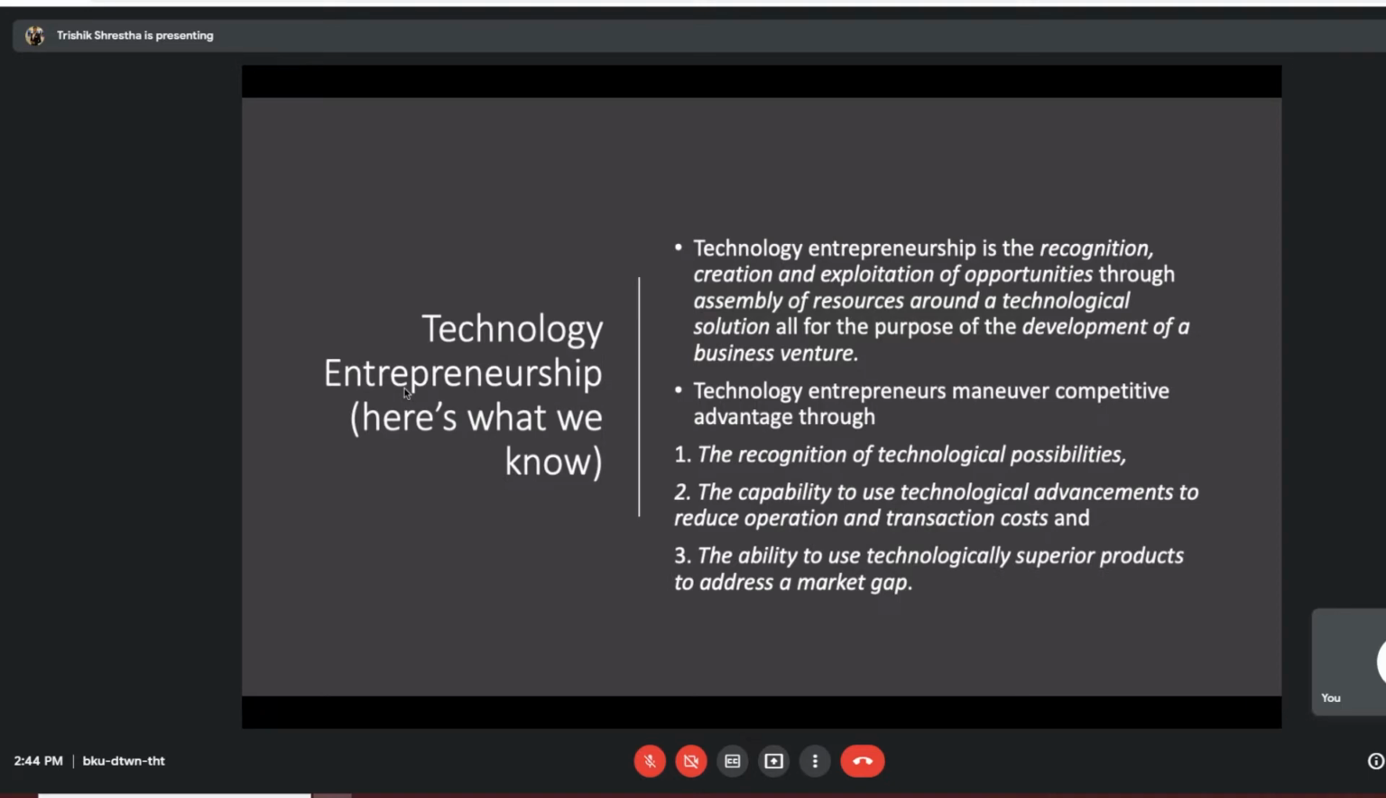So technology entrepreneurs maneuver competitive advantage through, one, the creation of technological possibilities, two, the capacity to use technological advancements to reduce operation and transaction cost, and three, the ability to use technologically superior products to address a market gap. So basically, using technology in such a way that they are solving the problems that exist in society by solving this particular market gap that exists.